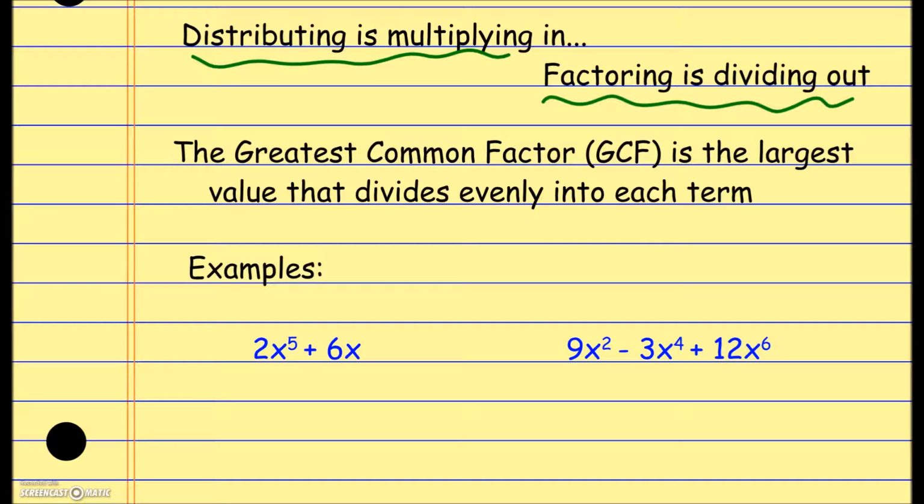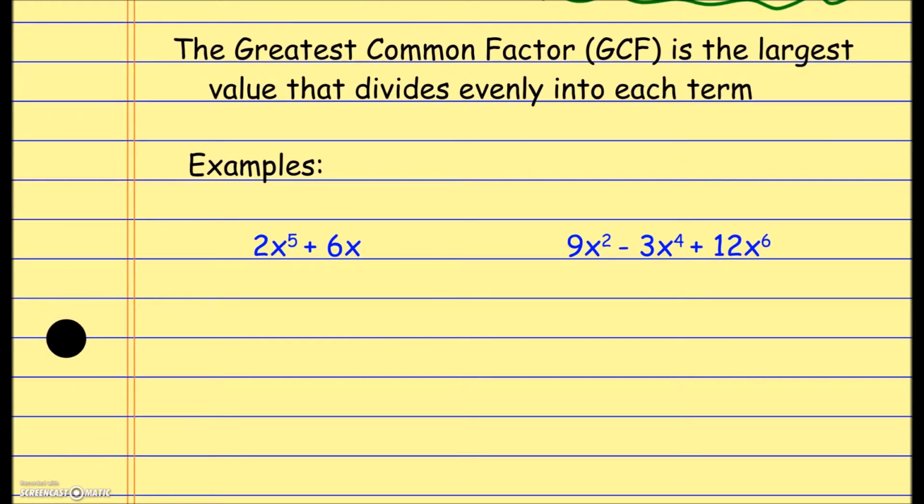So for example, in this first one, I've got 2x to the 5th plus 6x. If I want to factor out the greatest common factor, between the 2 and the 6, the largest number I can divide out is a 2, so I write the 2 down. Between x to the 5th and x to the 1st, I'm trying to divide out the most x's I can. If I have 5 x's in the first term and 1 x in the second term, the most x's I can take out of both would be 1 of those x's. So I'm going to take out an x to the first.